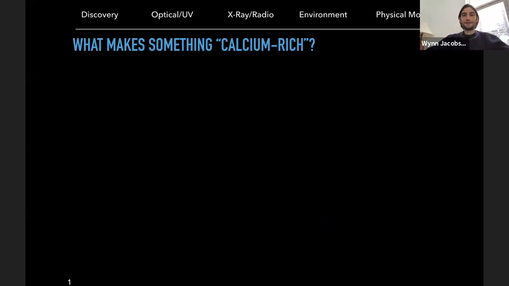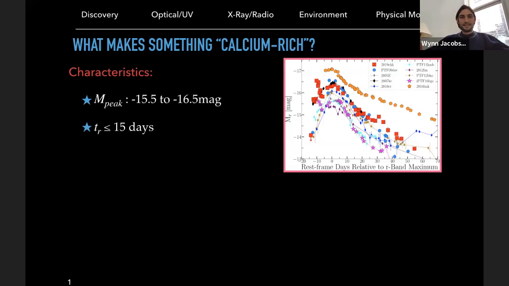Okay, so what makes something calcium-rich? There's too many transients out there to count. There's so many different classifications. What's a calcium-rich transient? Before the name calcium-rich even comes into play, a calcium-rich transient class is actually an observational class. So its peak absolute magnitude is in the lower regime of supernovae. It's in between a nova and an actual supernova.